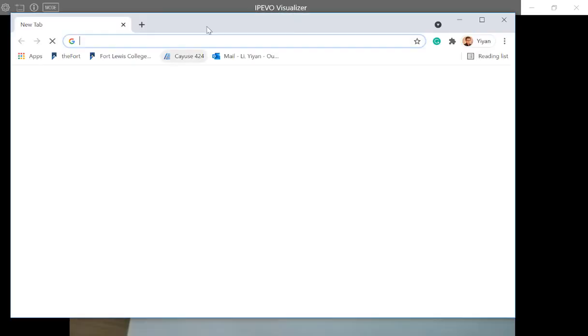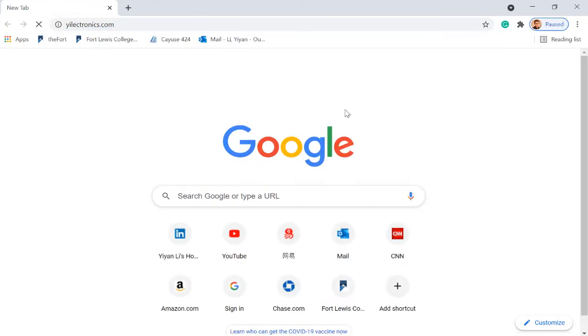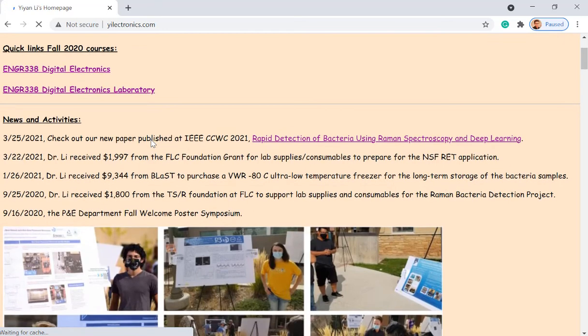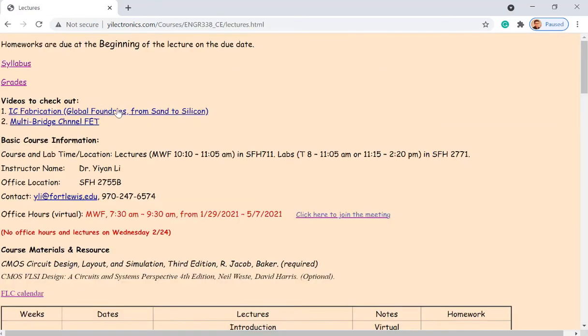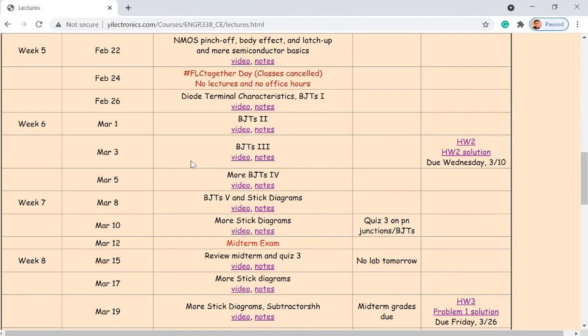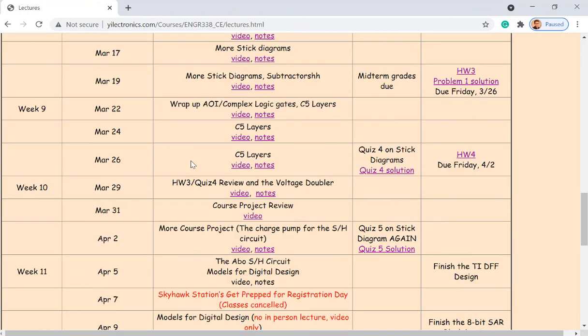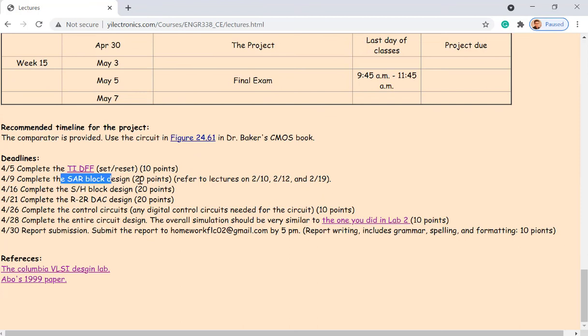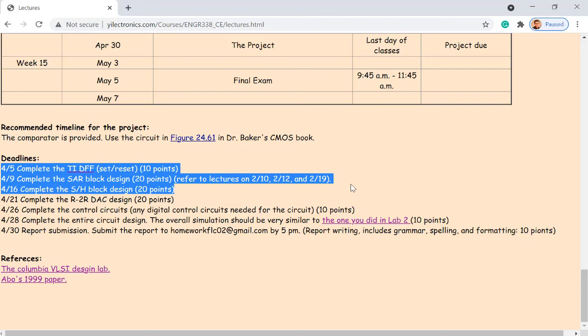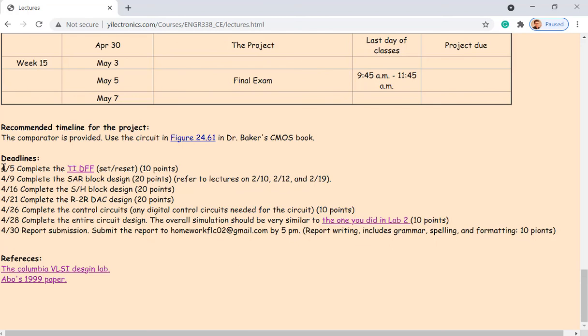Have you started working on the project? Okay, great. So let's look at the schedule, just to give you a reminder. What's the plan for this week? Tomorrow we have a lab, and Wednesday no lecture, Friday no lecture. Take your time to complete the SAR block design. It weighs 20 points in the project. This is the task for this week. And next week on Monday, I'm going to check with you to see if you have any good progress on this.